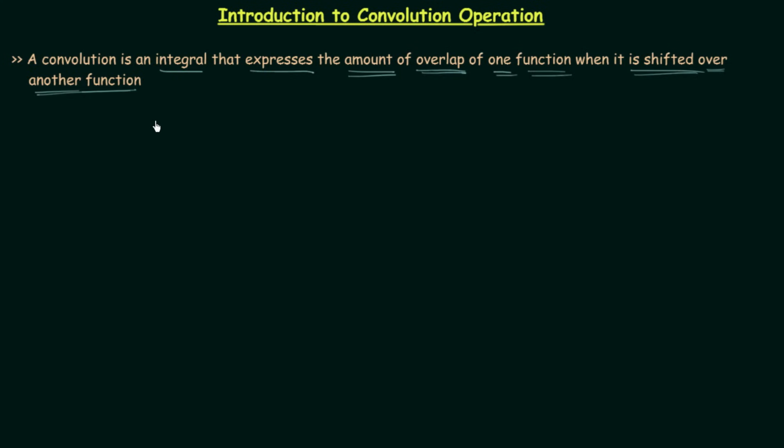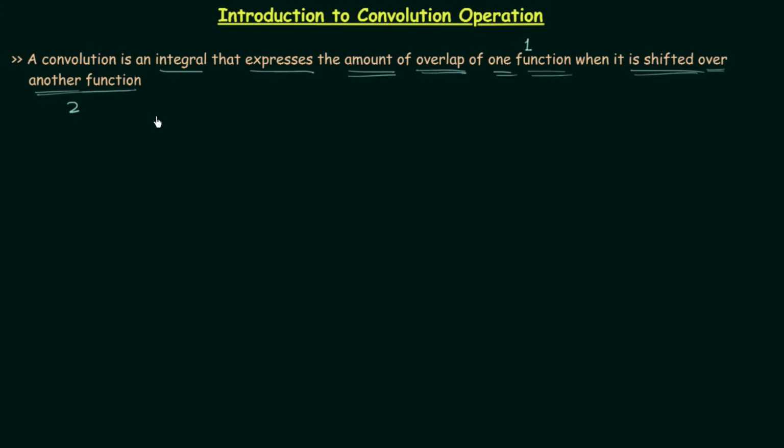So there are 2 functions involved. This is the first function, this is the second function. There is integration involved. There is amount of overlap involved when the function is shifted over the other function. This definition will be clear after solving one example.